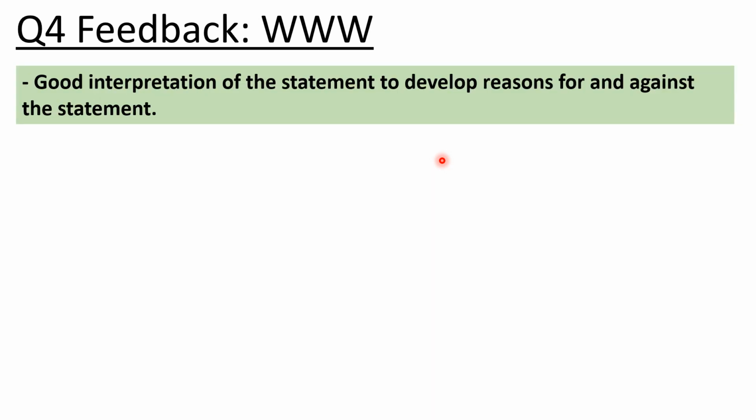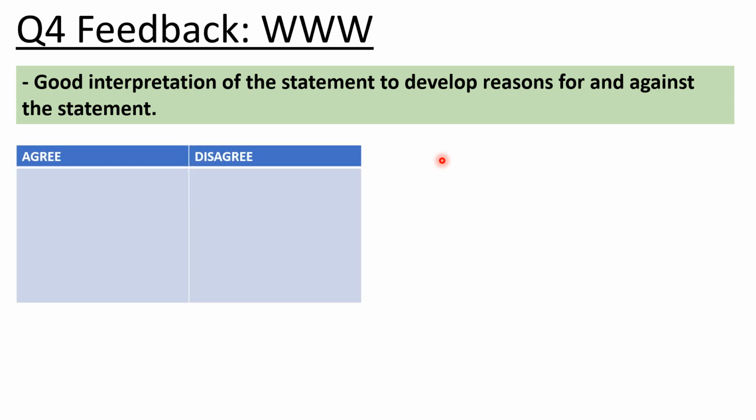So, what did we do well? So, I saw a lot of good interpretation of the statement to develop reasons for and against the statement. I didn't see a lot of speculation from most of you. So what I mean by that is that most of you were able to come up with reasons to agree with the statement, and some of you were able to come up with reasons to disagree. Remember that there will always be scope to agree with a statement. You will never be able to fully disagree with a statement. But there may be some things that you disagree with, and that's great, and you can write about those.